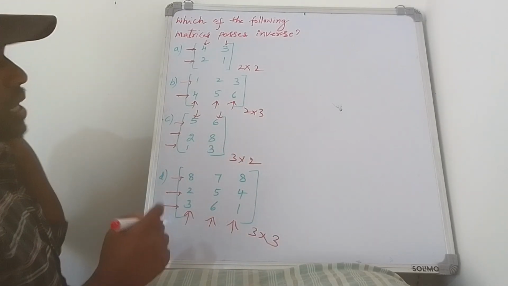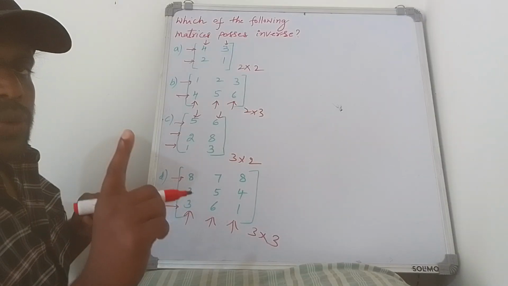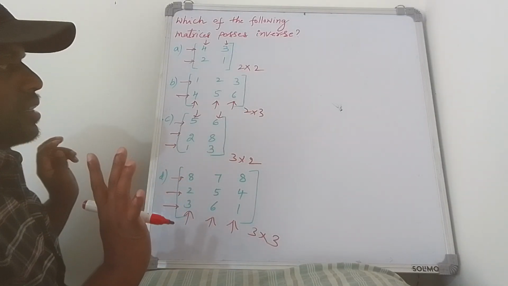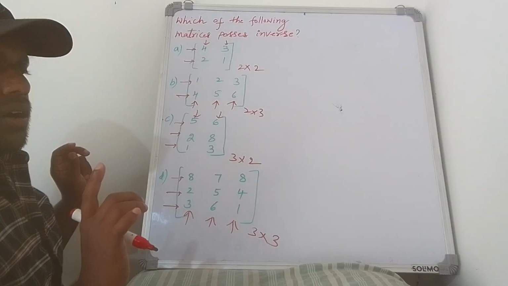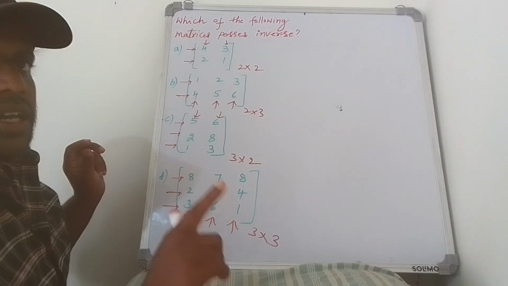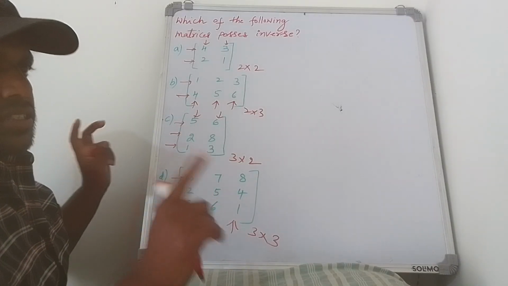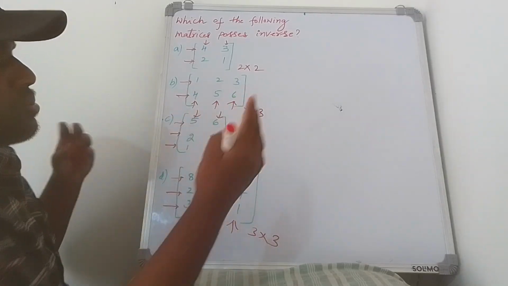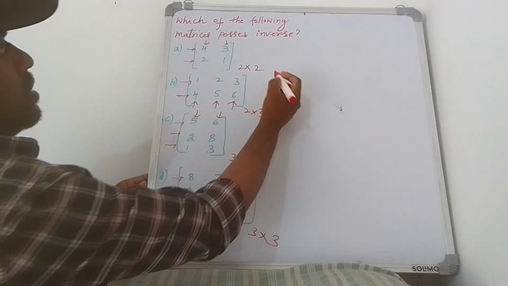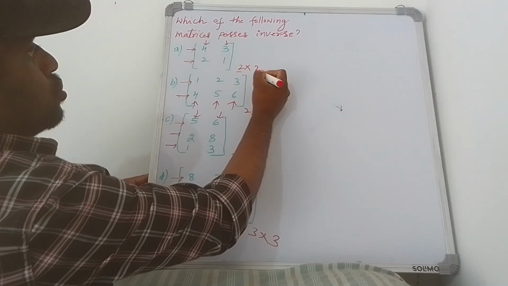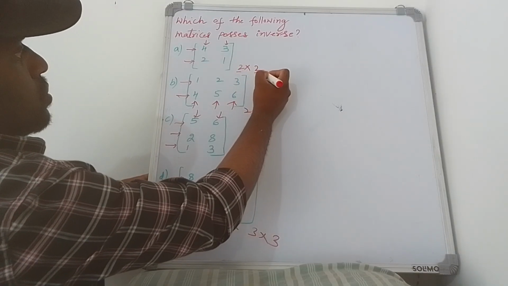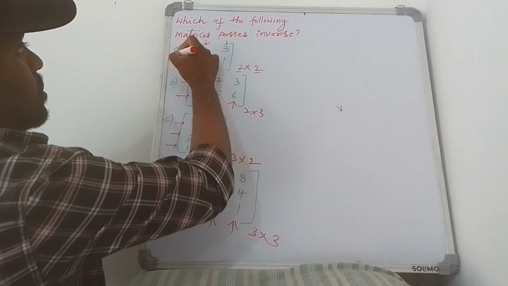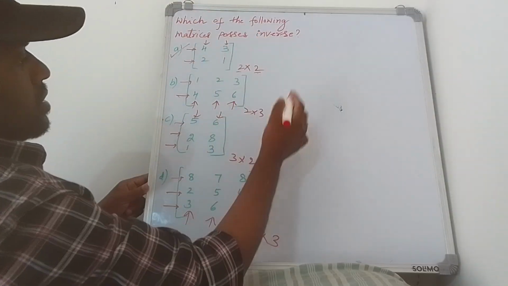Now, remember one thing. Only square matrices have an inverse. Square matrices means rows should be equal to columns. That is the square matrix. Identify in which matrix rows and columns are equal. See here, two rows, two columns. So rows equal to columns. This is a square matrix, so it has an inverse. So this is the correct answer here.